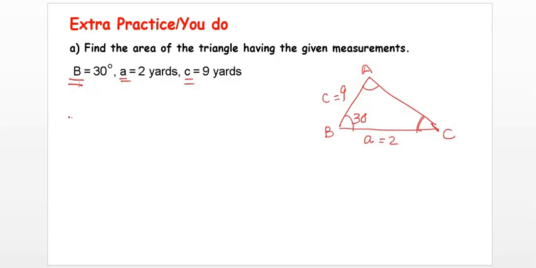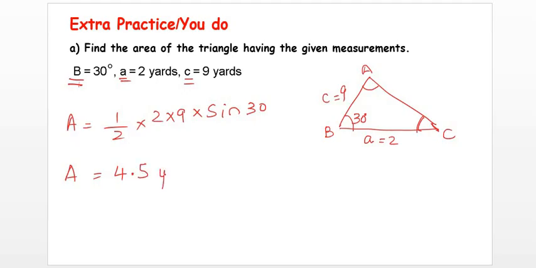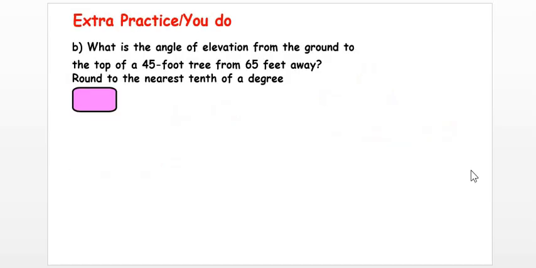You can find the area: it will become half of the two sides, 2 times 9, times sine 30 degrees. You put all of it on the calculator and the answer will become 4.5. And what will be the unit? It's going to be yards squared. Clear? You can check it on the calculator. Here is the next question.